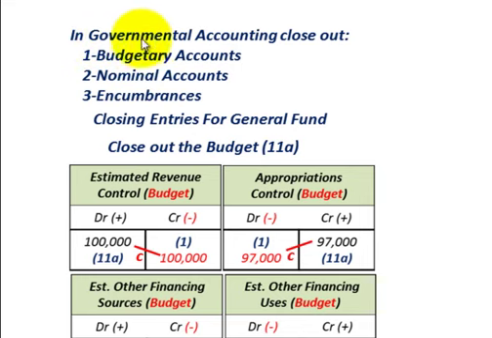Now let's look at closing out our accounts in the example that we've gone through. This would be the end of the period closeout, or the end of the year. In governmental accounting, you're going to close out your budgetary accounts, your nominal accounts, and any encumbrances that you have. So we're going to look at our closing entries for the general fund that we've just gone over.